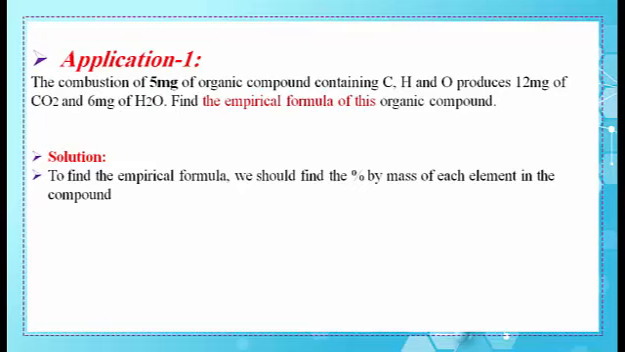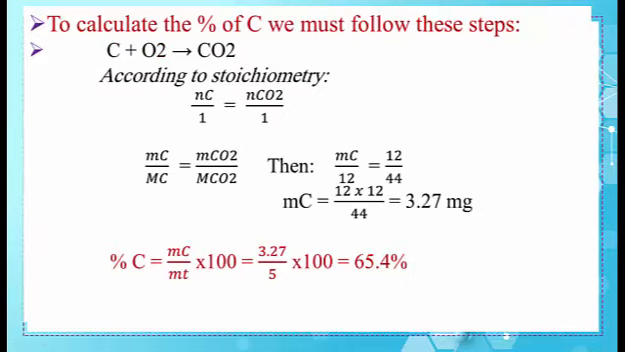To find the empirical formula, we should find the percentage by mass of each element in the compound. This is the first step to determine the empirical formula of any compound. To calculate the percentage by mass of carbon, we must follow these steps. First, we write the equation of combustion of carbon. Carbon plus oxygen gives CO2. According to stoichiometry, the number of moles of carbon over 1 is equal to the number of moles of carbon dioxide over 1. Then, the number of moles is equal to mass over molar mass. Then the mass over molar mass of carbon is equal to mass over molar mass of carbon dioxide.